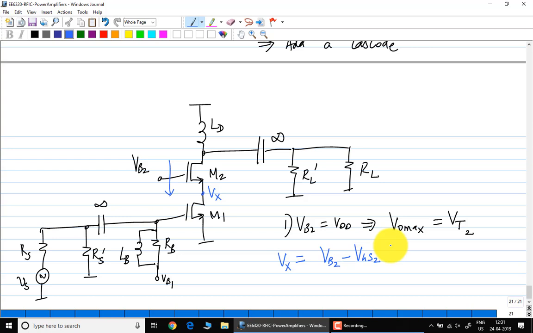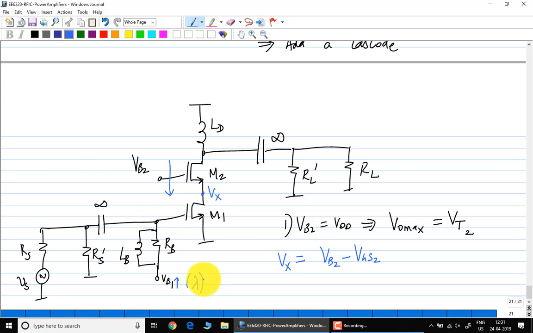It is quite possible that when you do this, you might need to increase VB1 a little bit, not at the same rate. But you might need to increase VB1 because of the lambda effect. Just remember that. If you ever have to design this in practice, because of the lambda effect, you might have to increase VB1 to keep our ultimate goal.